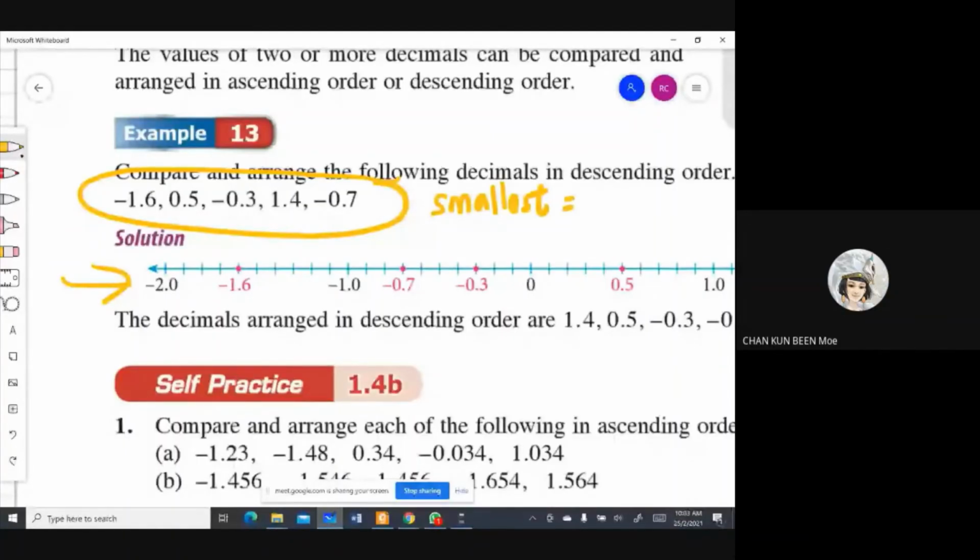-1.6. Yes, very good. -1.6 is the smallest one. Thank you, Yusuf. Okay, now we need to identify the biggest or the greatest decimal number. Let's find somebody else.